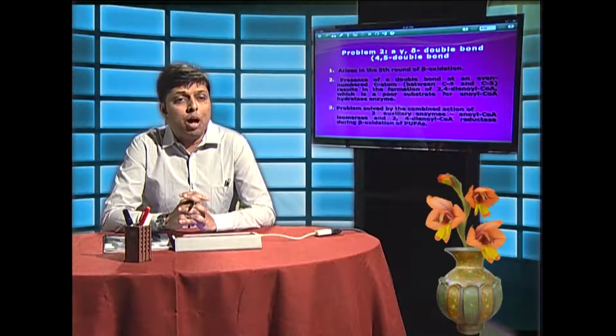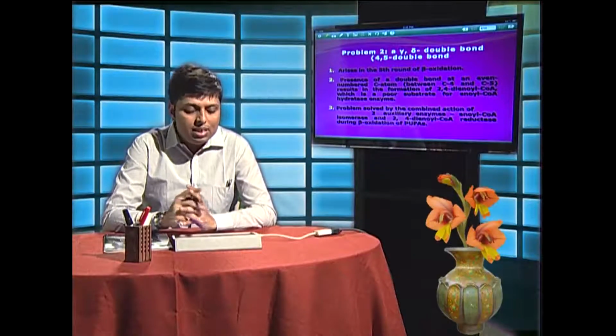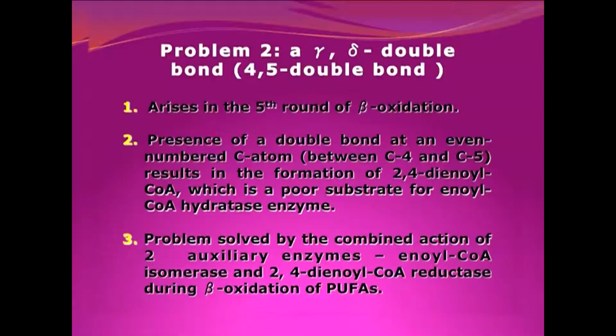Now, coming to problem number 2. This is the presence of a gamma-delta or a 4,5 double bond. This problem arises in the 5th round of the beta oxidation pathway. Now, the presence of a double bond between the 4th and the 5th carbon atoms is a result of the product called the trans delta 2 cis delta 4 enoyl-CoA.